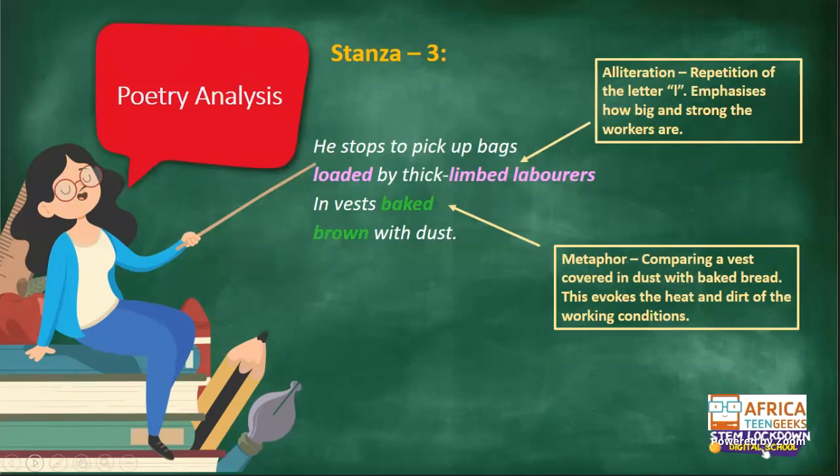And in the next lines, they use a metaphor, and they are comparing the vests worn by the workers to baked bread, which kind of gives us the indication that the heat and the dirt of the working conditions are unhealthy for all of these workers. Their clothes are dirtied by the bad working conditions.